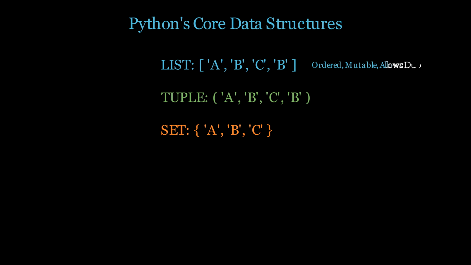Each structure has distinct characteristics. Lists are ordered and mutable with duplicates allowed. Tuples are ordered and immutable with duplicates allowed. Sets are unordered and mutable but automatically enforce uniqueness.